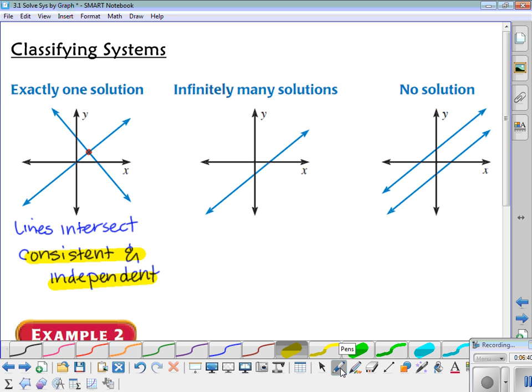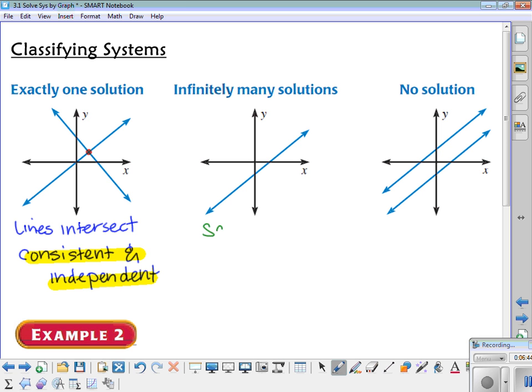Sometimes when you get a problem, it turns out that it's actually the same line. It's just a multiple of it. Whenever it's the same line, that means there's infinitely many solutions, right? And so that we classify as consistent and dependent.